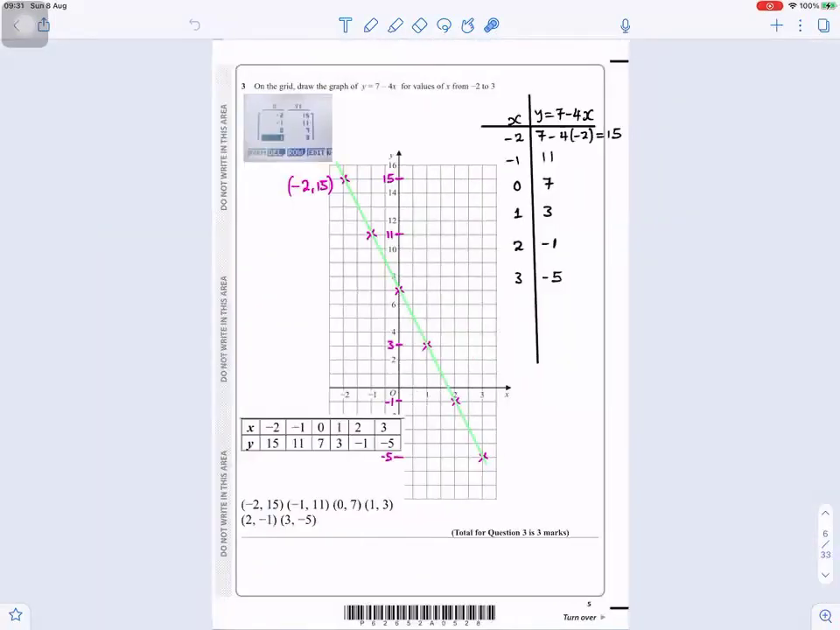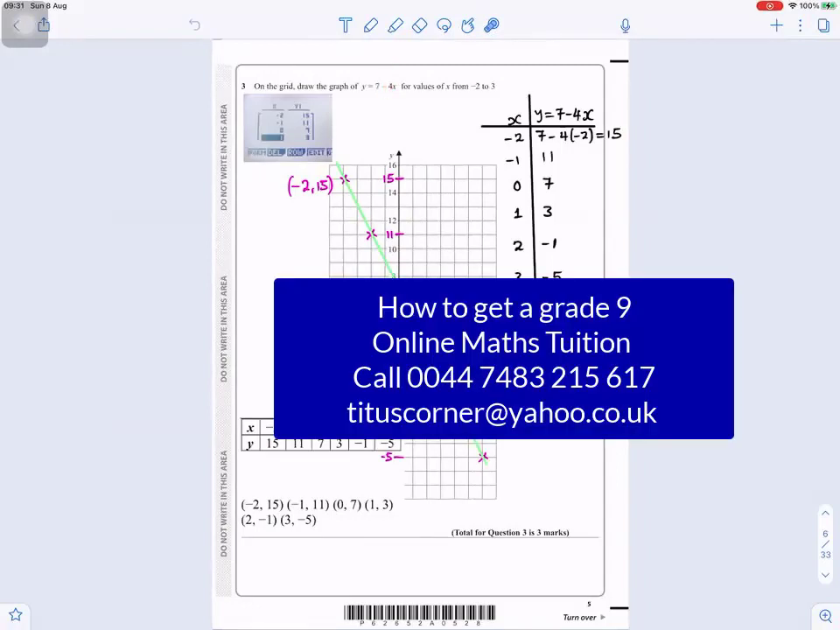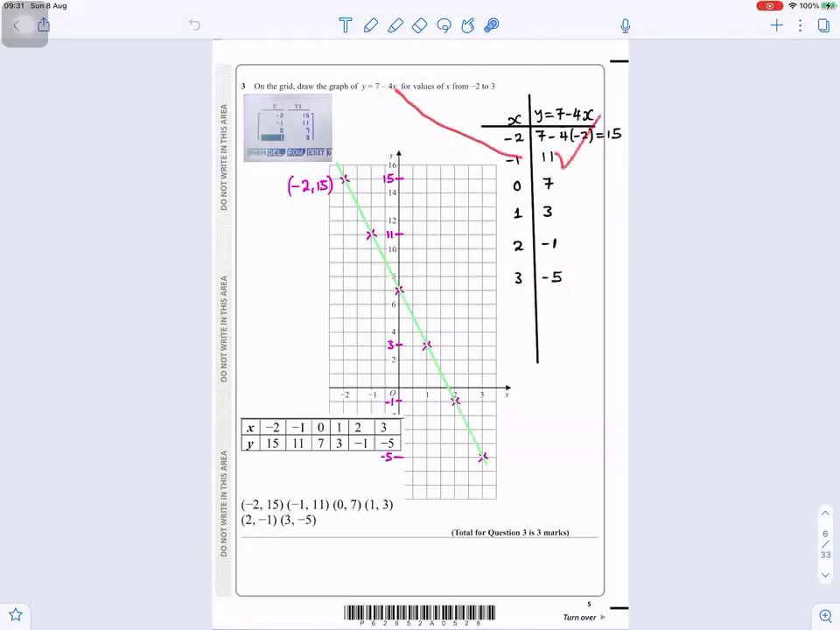Question number 3. On the grid, draw the graph of y equals 7 minus 4x for values of x from minus 2 to 3. Minus 4x means the graph is sloping down from left to right, negative gradient. But you work out the values. So you start from minus 2. 7 minus 4 times minus 2 gives you 15. Next number, minus 1. 7 minus 4 times minus 1 will give you 11. Next number, 0. 7 minus 4 times 0 will give you 7. 1. 7 minus 4 times 1 will give you 3. And so on. And you get the table of values there.